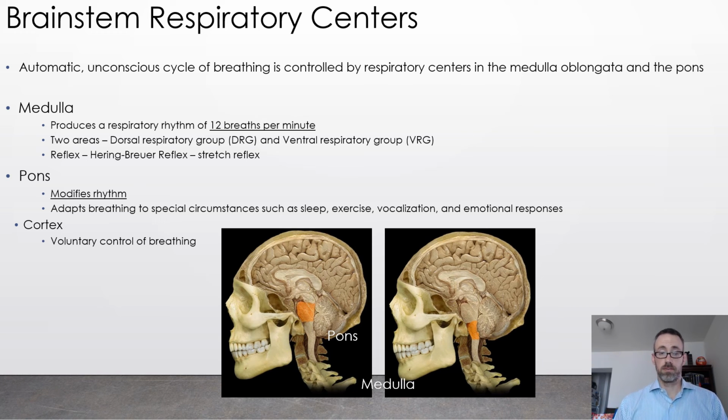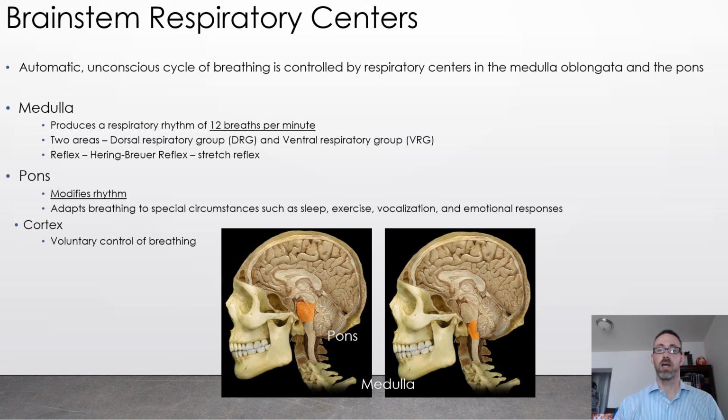The pons. So again, now the medulla is pretty much carrying out the quiet respiration. Inspiration is primarily the DRG that's active. The pons, on the other hand, modifies the rhythm based on the circumstance. So if we're sleeping, it's going to adjust the rhythm with which we breathe. If we're exercising, we breathe differently, right? If we're vocalizing, as I'm talking to you, I have to change the pattern with which I breathe.